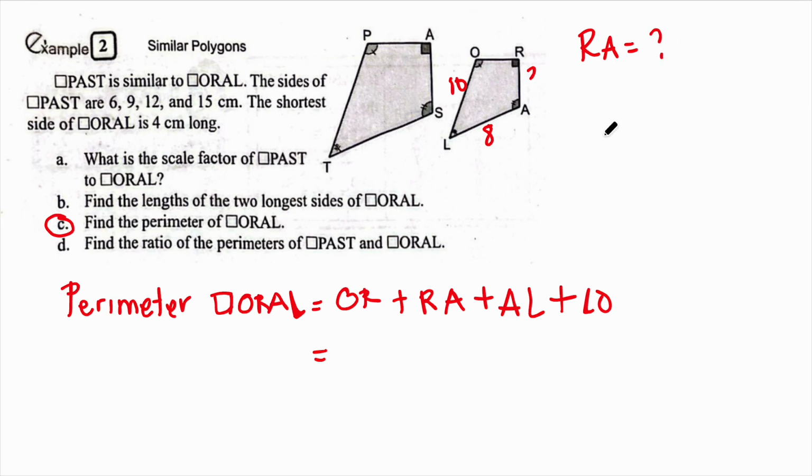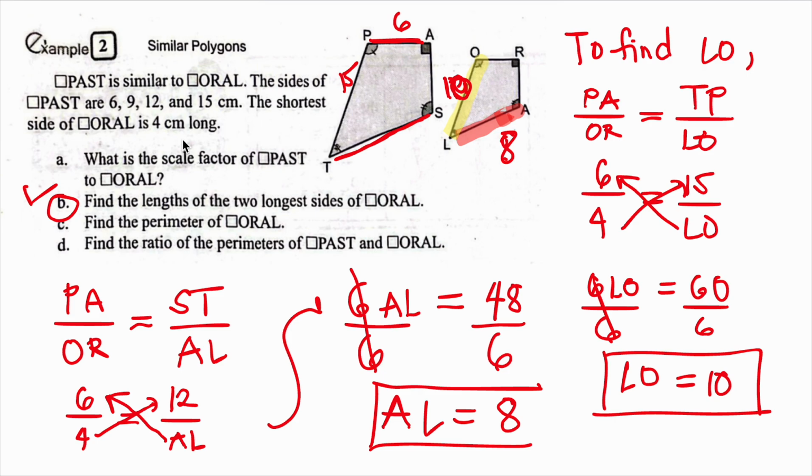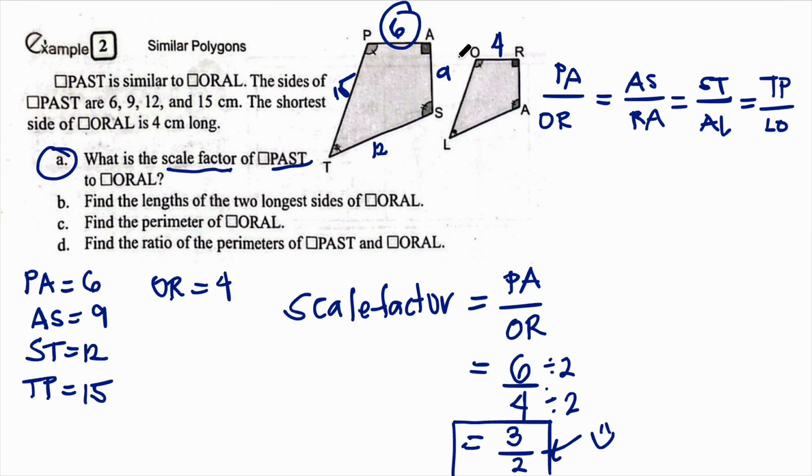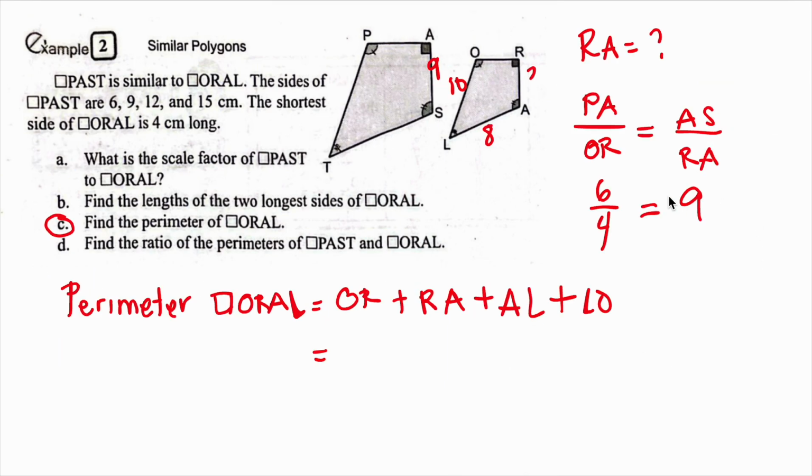So we have to use the proportion PA all over OR, and that is equal to AS over RA. Okay? We all know this one. This one is 6 over 4 from the previous given here. Okay? That is equal to AS. AS is 9. Given din yan. Nandito yan sa pinakaunahan. All over RA. Okay?